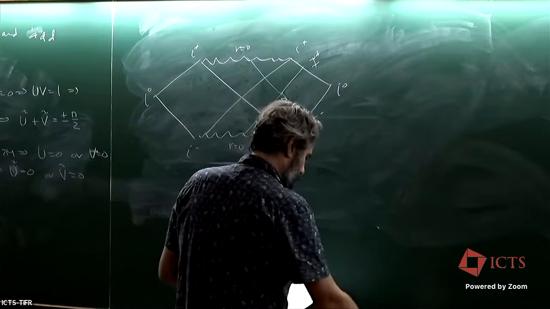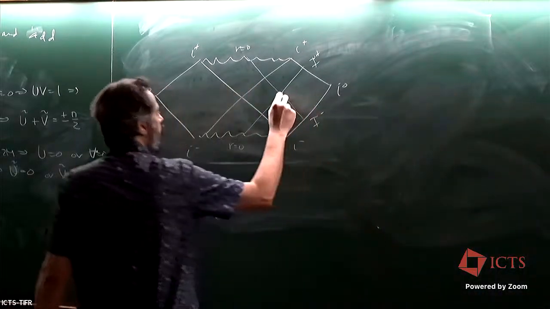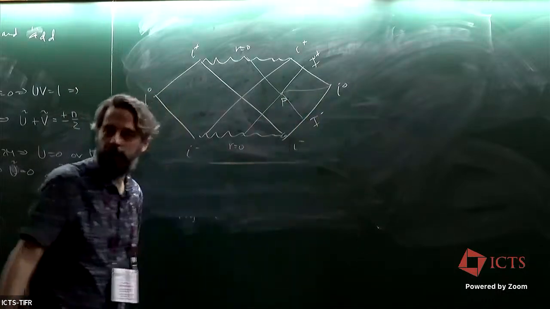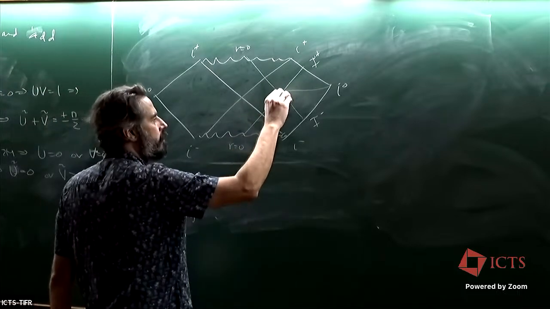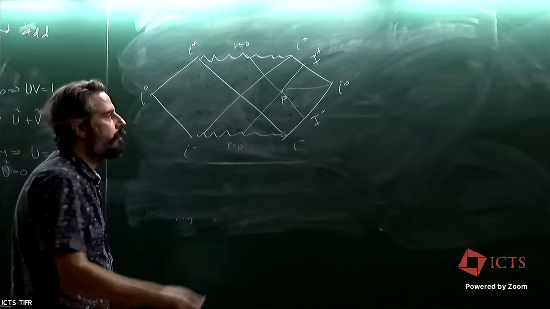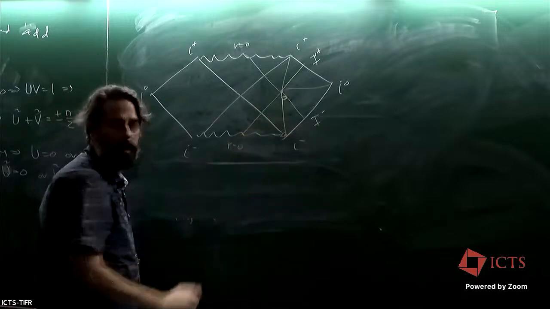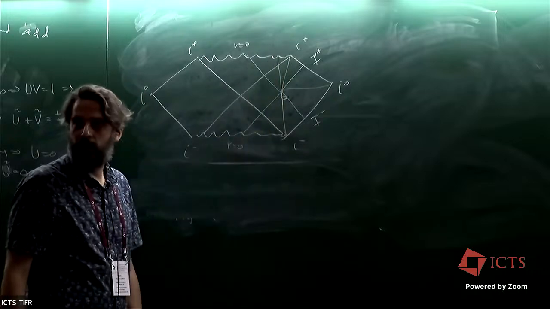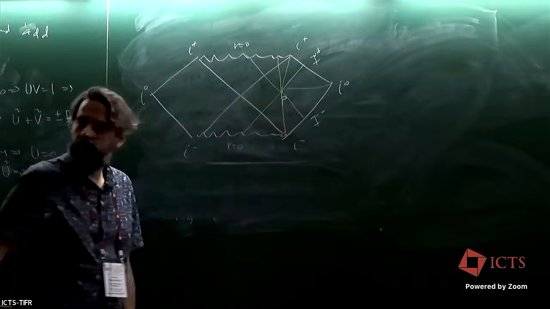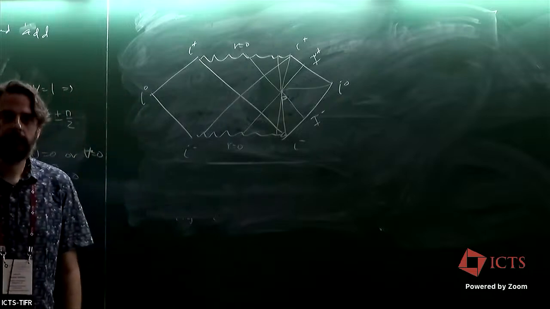Now, similarly, the same colors. Space-like surface from P will end up in I naught. And if I start a time-like geodesic from P, it could end up in I plus, and in the past it could end up in I minus, right? But it could also end up in the singularity, or come out of the white hole.